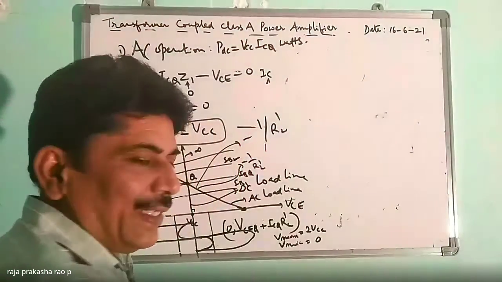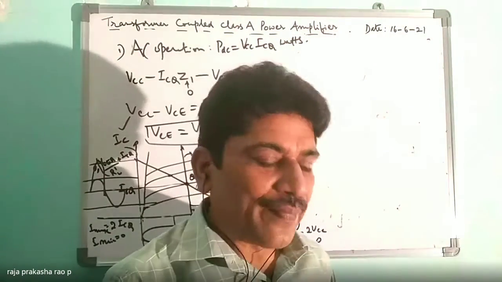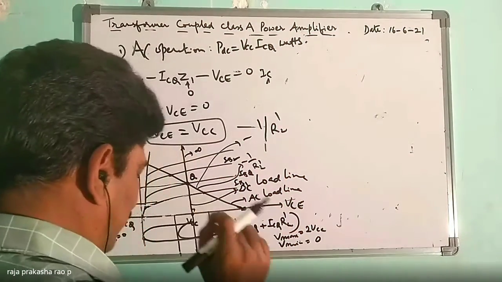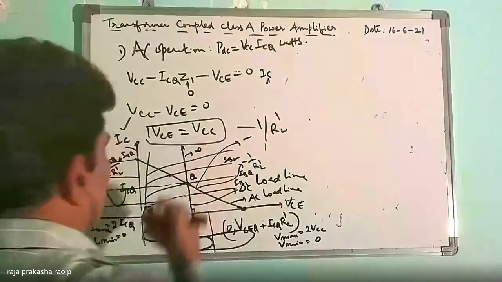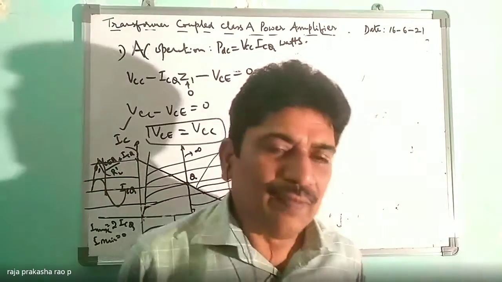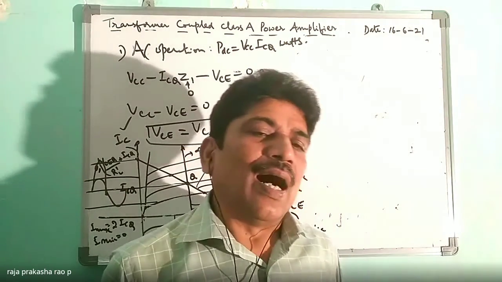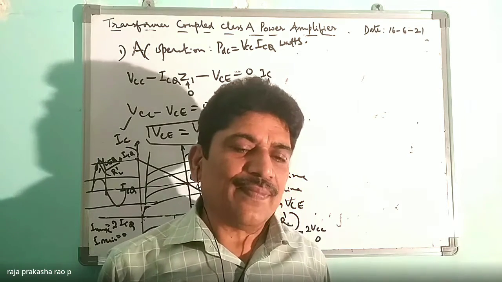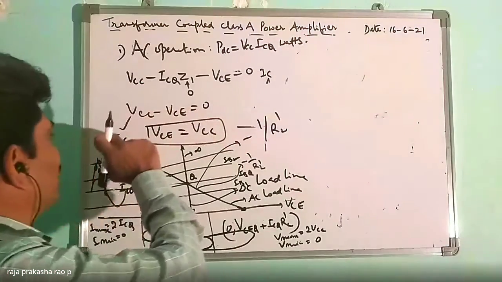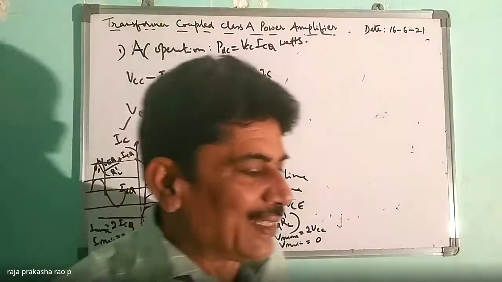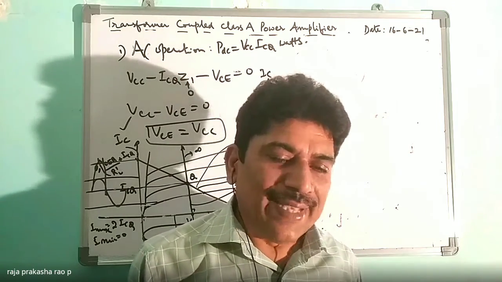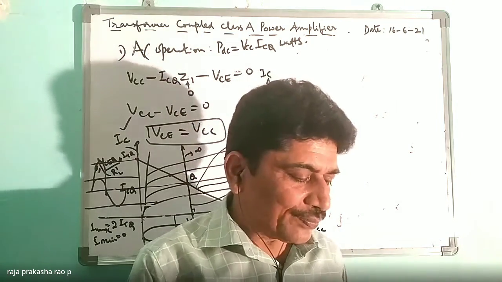So in the primary, what are the currents flowing? What are the currents flowing through this RL dash? IC, sir. Small IC. Okay. And this one is also flowing IC. So to find the power, the AC power, we need to find IRMS and VRMS.